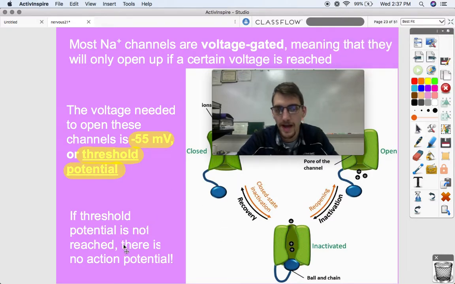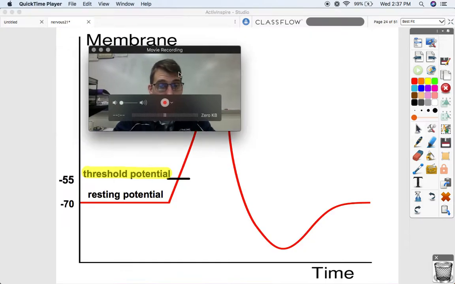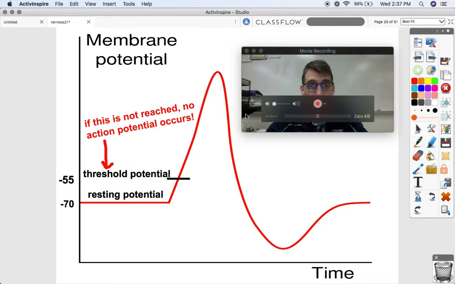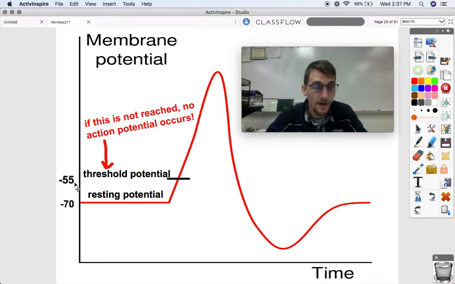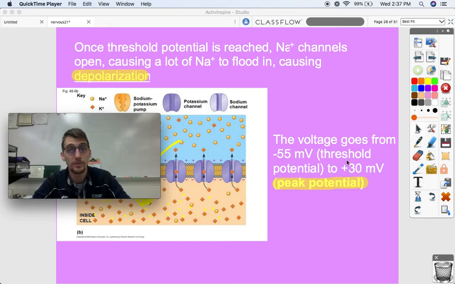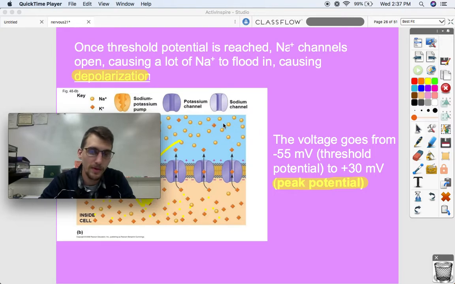So if threshold potential is not reached, there's going to be no action potential, and your neuron's not going to do anything. But if it does reach negative 55, well, then we're going to start depolarizing. We're really going to start getting going here. Negative 55, like I said, is our threshold potential. We're at resting until some kind of stimulus occurs. It starts to go up, but if it doesn't reach threshold potential, it's not going to cause an action potential. But once threshold potential is reached, sodium channels open, and a lot of sodium floods in, and that's where we get our depolarization.